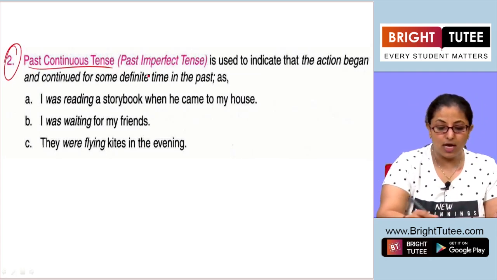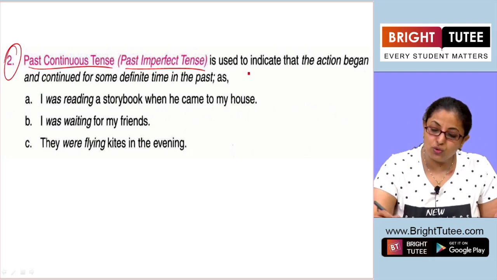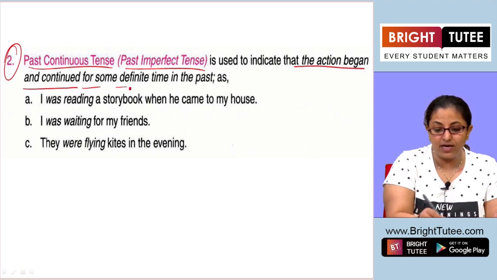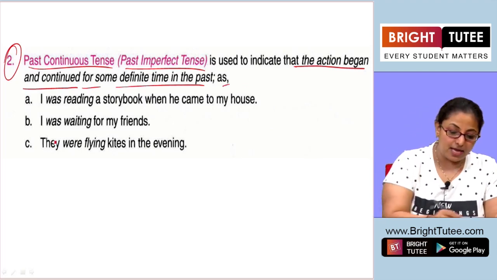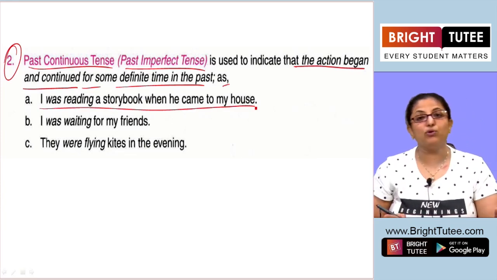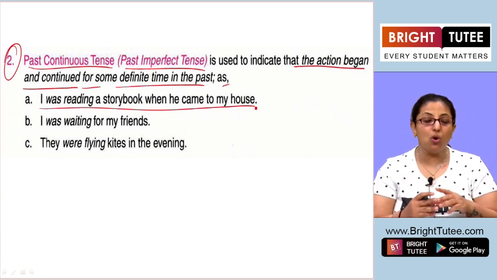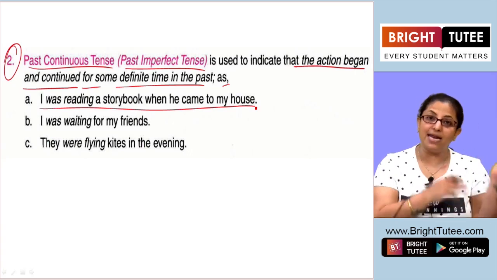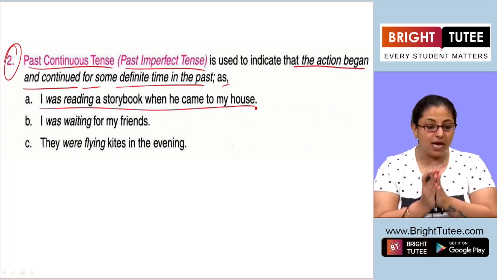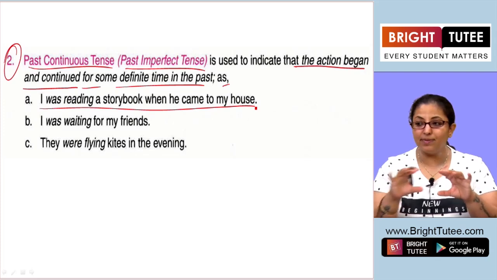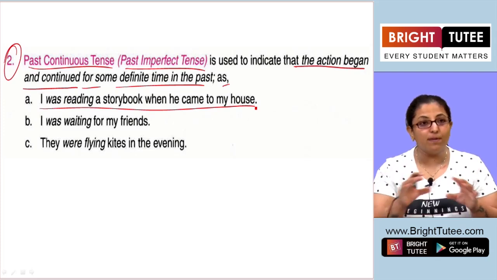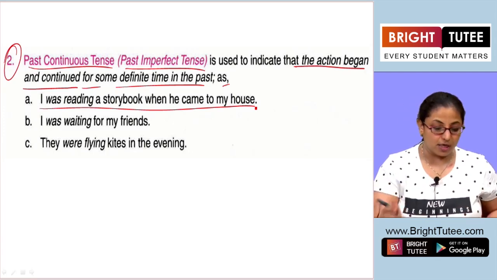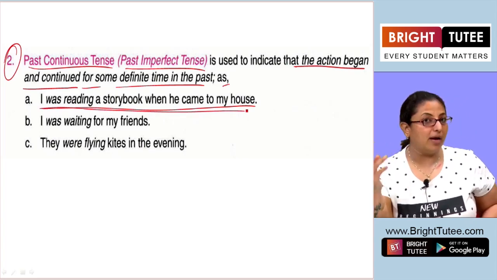Past continuous tense or past imperfect tense is used to indicate that the action began and continued for some definite time in the past, as in: I was reading a storybook when he came to my house. The verb form shows that the action began and continued in the past and then it happened for a definite time. When the time is defined for a particular duration, the action began and then got completed. So, I was reading a storybook when he came to my house.